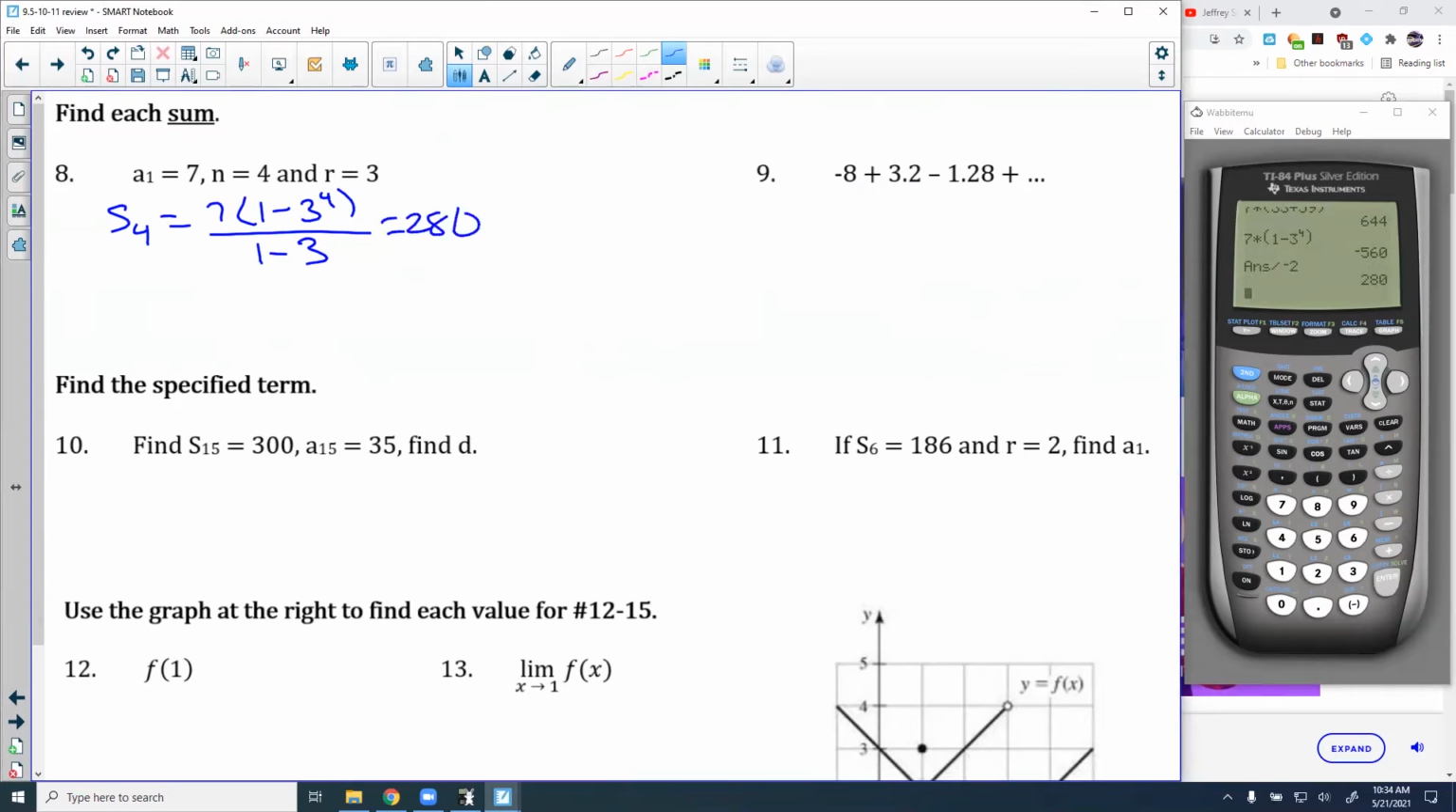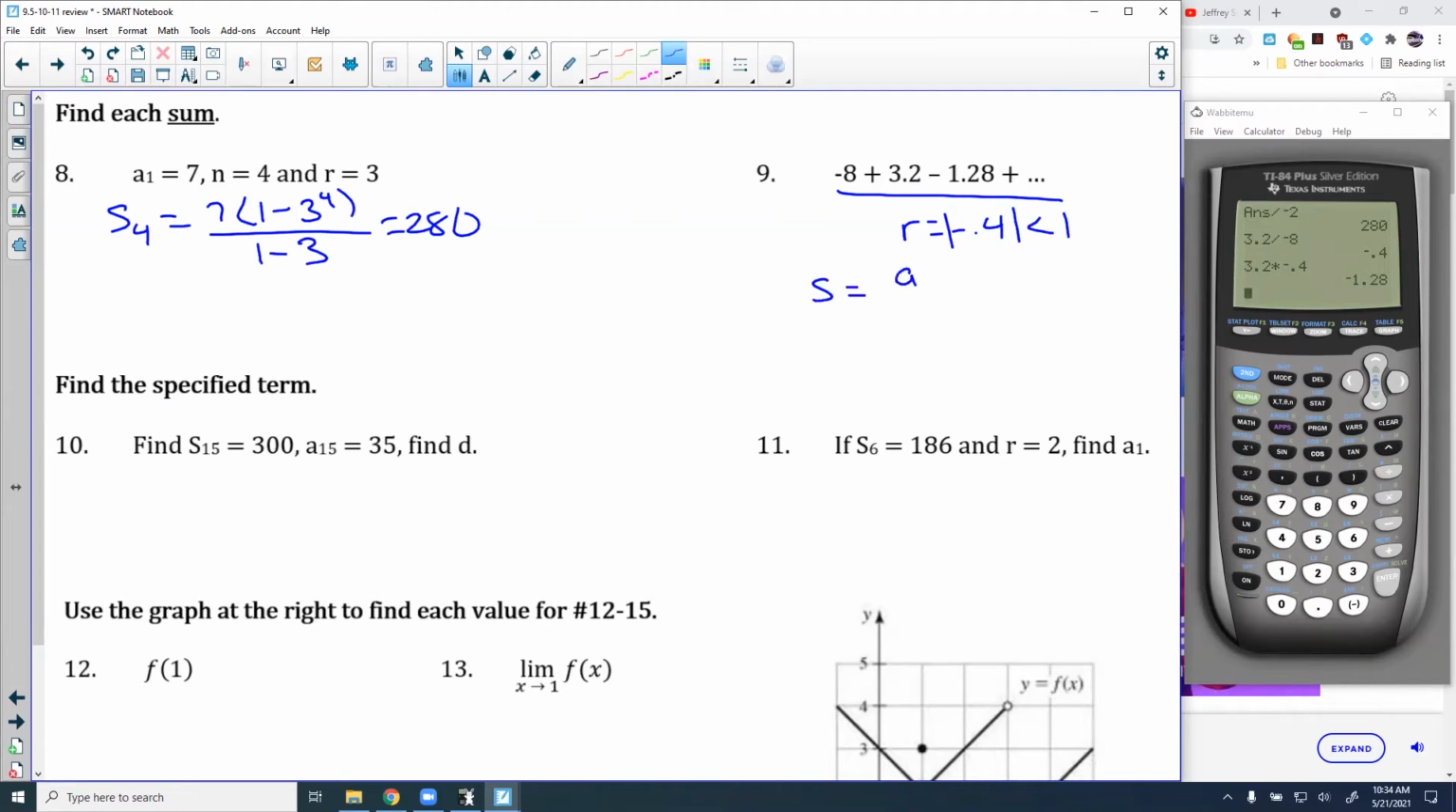Well, this is infinite. That is infinite. So if we take 3.2 divided by -8, we get -0.4. Now, 3.2 times -0.4. All right, so we're multiplying by negative. So r is -0.4. Now, the absolute value of that is less than 1. So this series converges. This infinite series converges.